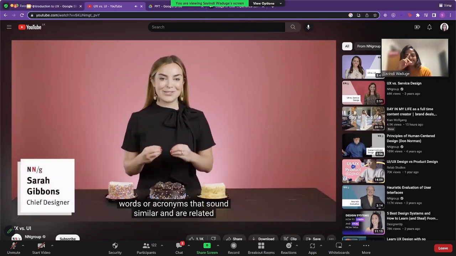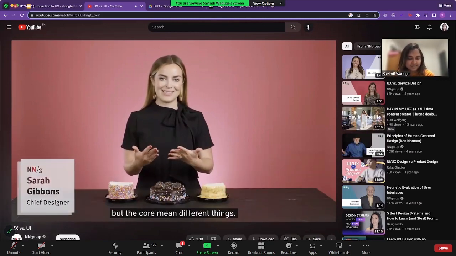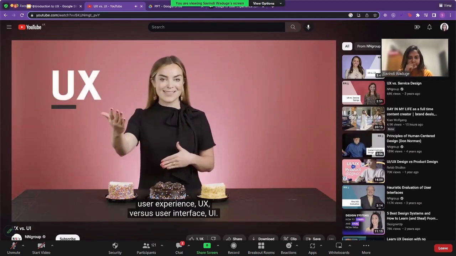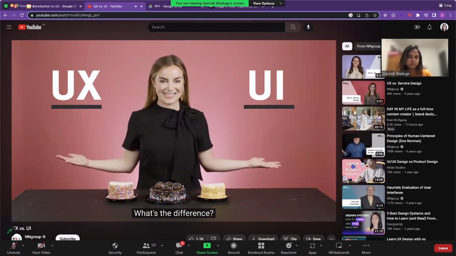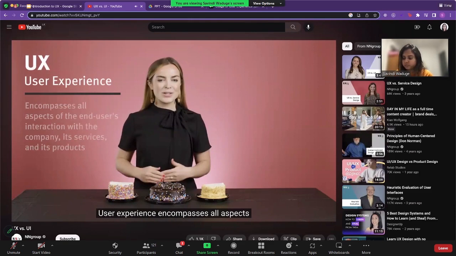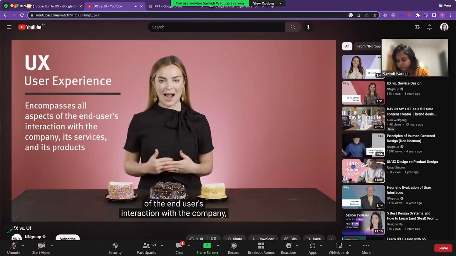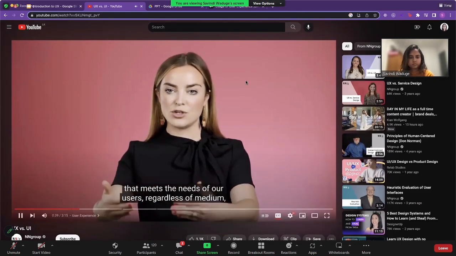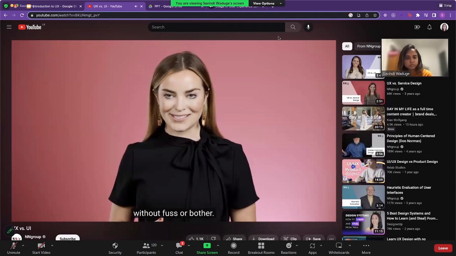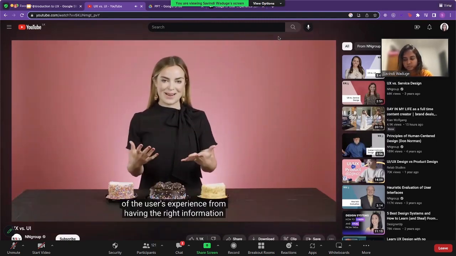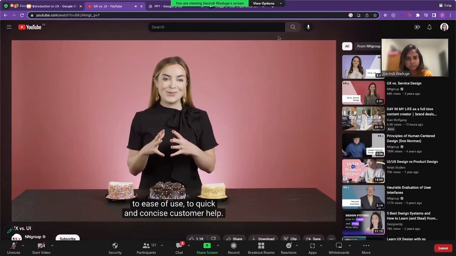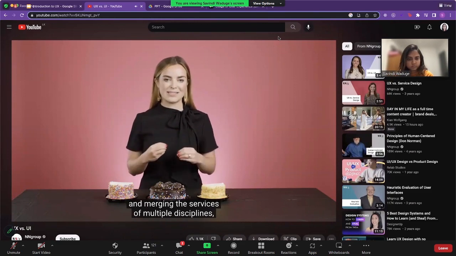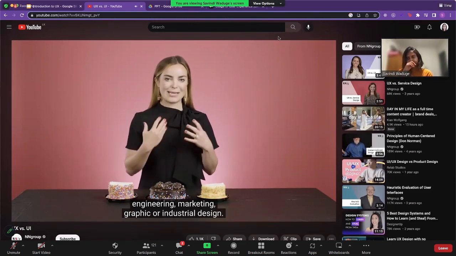Words or acronyms that sound similar and are related, but at the core mean different things. While subtle, these differences are important. The most common of these is the name of our field: user experience, UX, versus user interface, UI. What's the difference? Let's start with user experience, UX. User experience encompasses all aspects of the end user's interaction with the company, its services, its products. This means identifying and designing a solution that meets the needs of our users, regardless of medium, without fuss or bother. To do this, we must consider all aspects of the user's experience, from having the right information to ease of use to quick and concise customer help. This usually means collaborating across departments and merging the services of multiple disciplines: engineering, marketing, graphic, or industrial design.